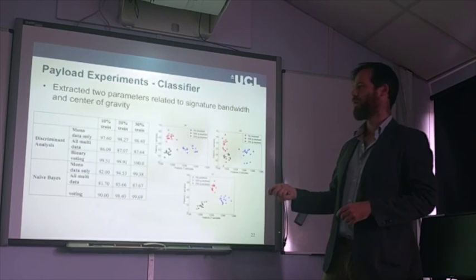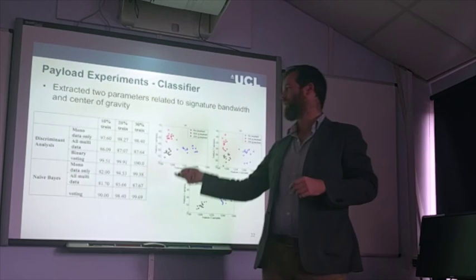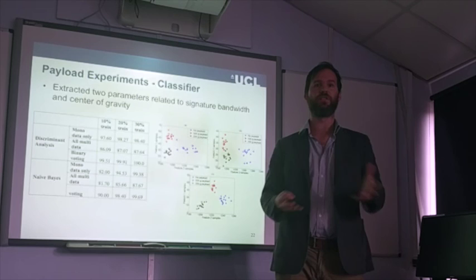We applied a discriminant analysis and a naive Bayes analysis type of classifier. We used just monostatic data, and we had order of 97-98% accuracy. When you use all the data, that drops down, and you might be thinking, hang on, you've just told us multistatics is good. What? We're getting a disadvantage there.